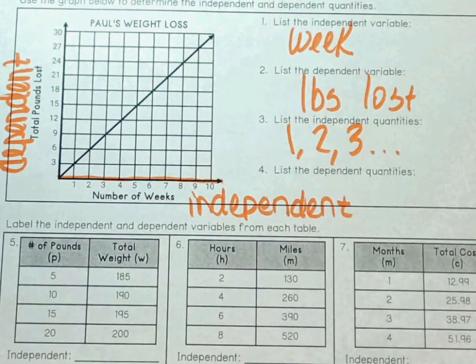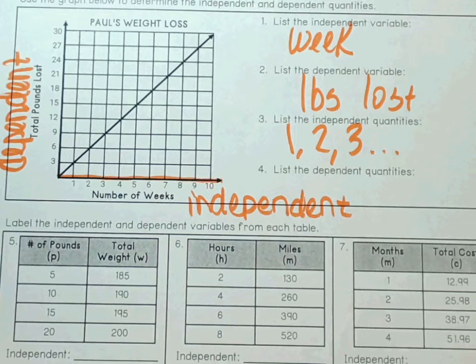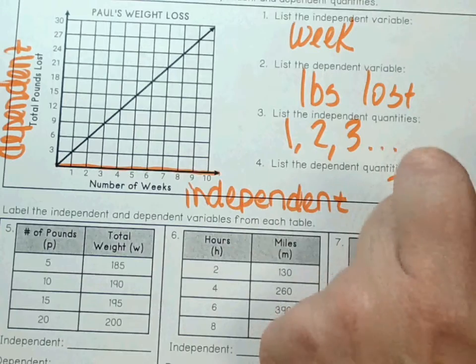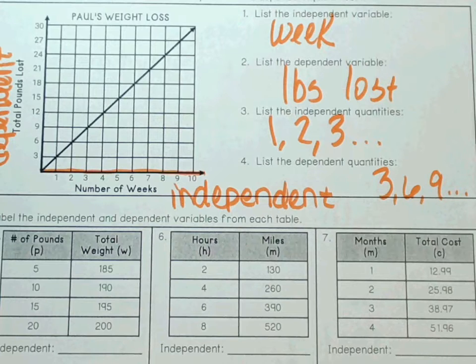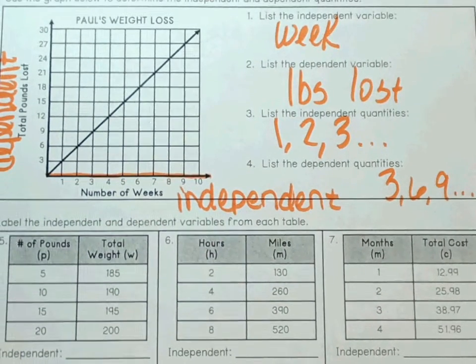Like do I list all the numbers? That's a good question. I'm not needing you to list them all. So you would write out a couple examples. 1, 2, 3. Okay. Maybe somebody else picked to do 2, 4, and 6. That's okay too. And then what are some dependent? Morgan, what are some dependent quantities? 3, 6, 9, 12. Okay, and so that's not hard. So our graph is actually pretty easy. We just remember our x-axis is the independent and our y-axis is dependent.